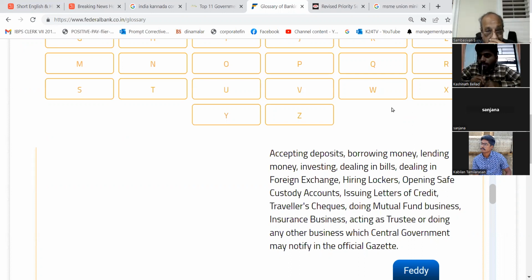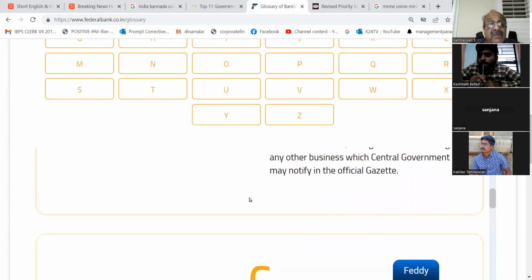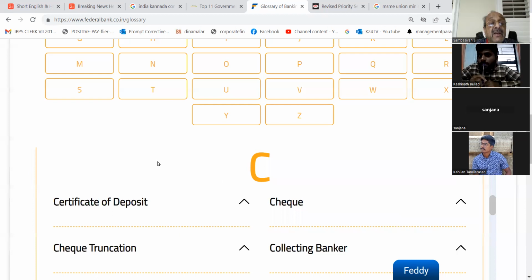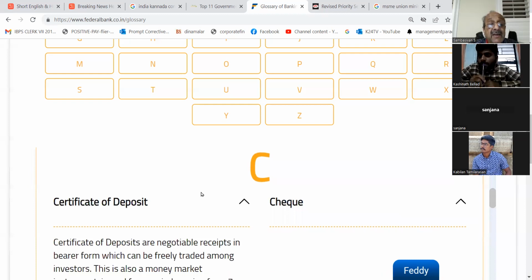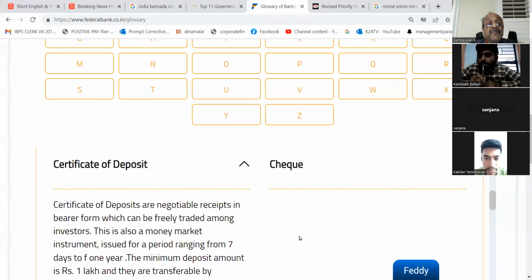Very good. Thank you. Now I will stop this. Now Mr. Kabilan will read 5 items before our going for this. Kabilan, please read certificate of deposit. Yes, sir. Certificate of deposit. One minute. Let me make it small.